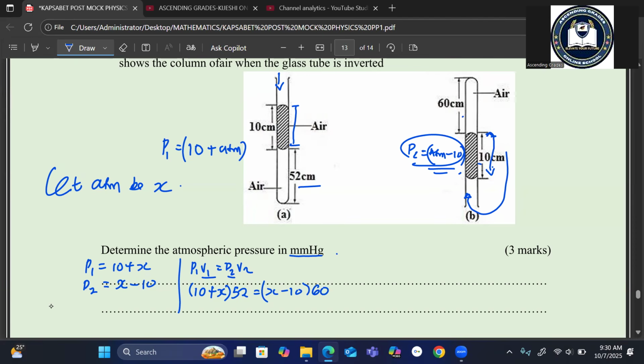Why are we using the volumes as the height columns of the air? It is because all these tubes are of the same cross-sectional area. So this one becomes 520 plus 52x equals 60x minus 600.